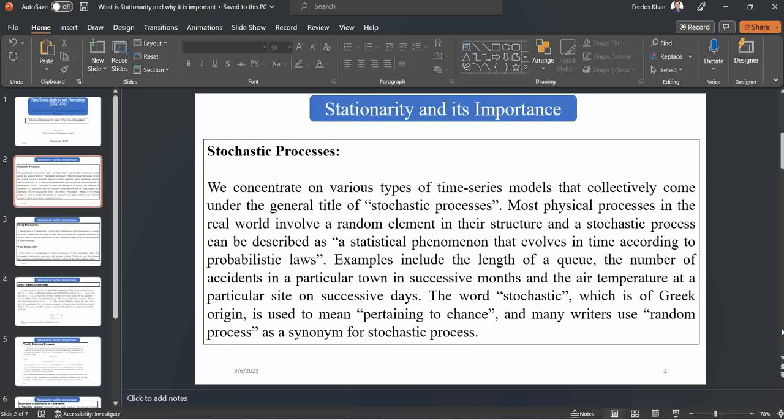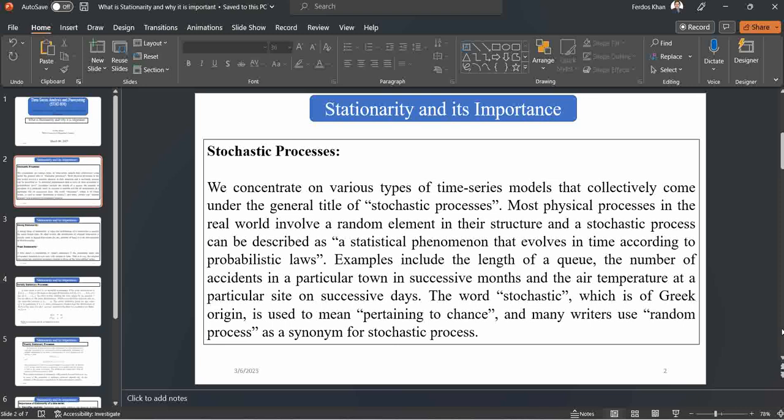What is meant by a stochastic process? We concentrate on various types of time series models that collectively come under the general title of stochastic process. Most physical processes in the real world involve a random element in their structure, and a stochastic process can be described as a statistical phenomenon that evolves in time according to probabilistic laws. Examples include the length of a queue, the number of accidents in a particular town in successive months, and air temperature at a particular site on successive days. The word stochastic, which is of Greek origin, is used to mean pertaining to chance, and many writers use random process as a synonym for stochastic process.